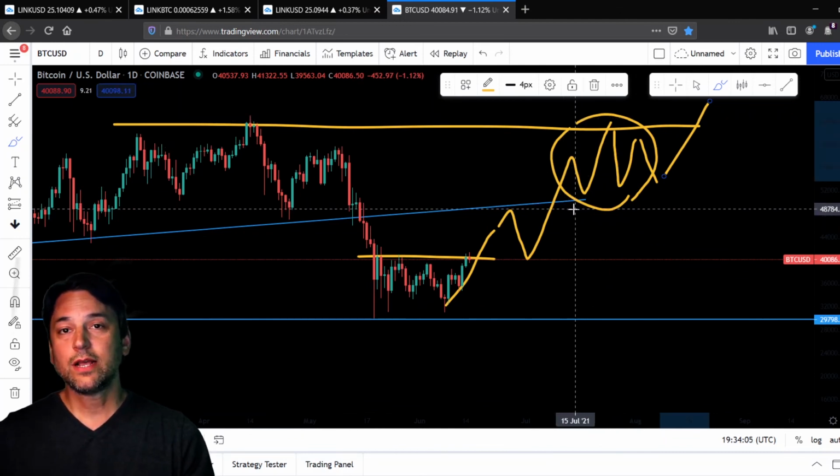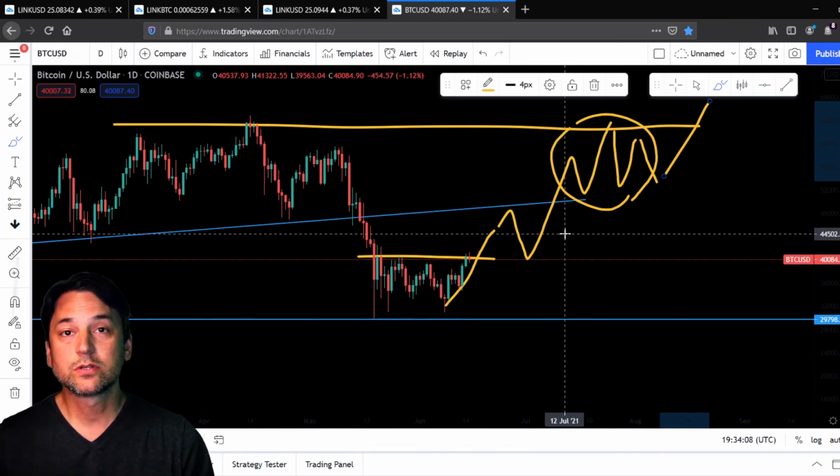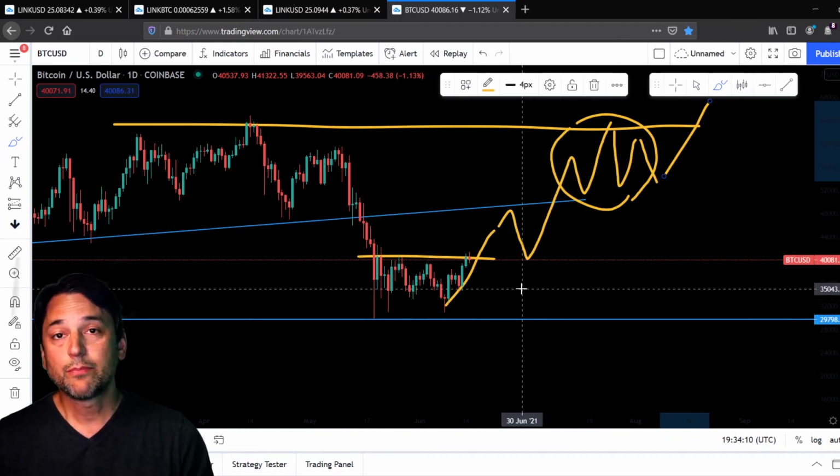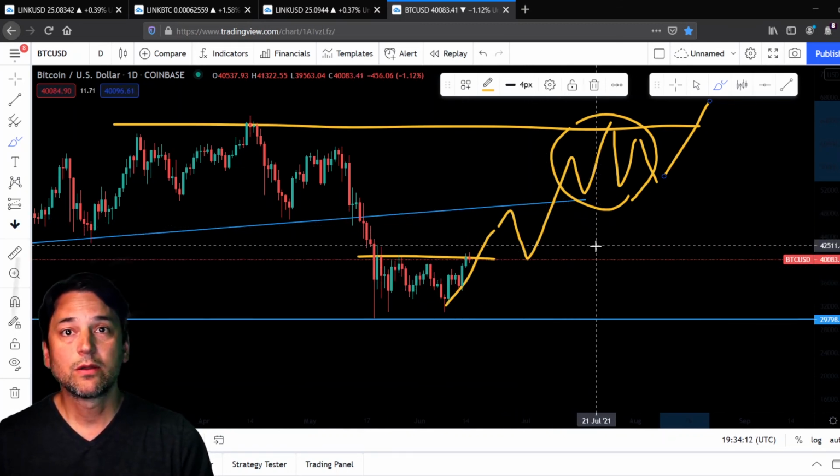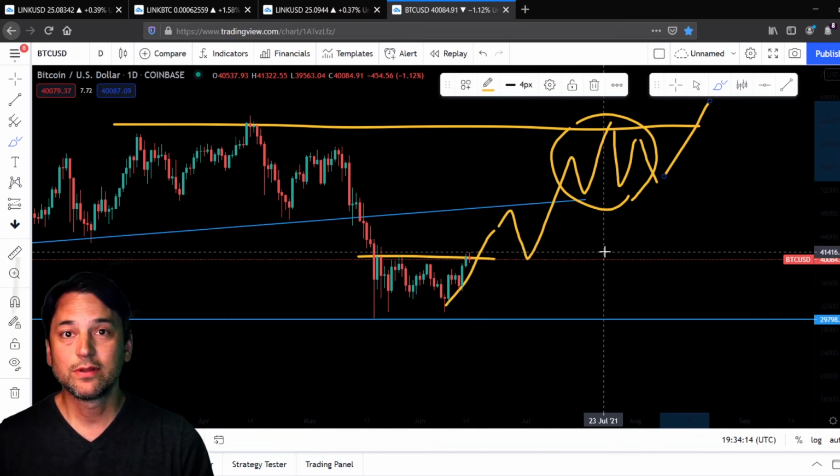Anyway, so that's kind of a big picture view of what's gone on in the past, what's happening right now, and what might possibly happen in the future.